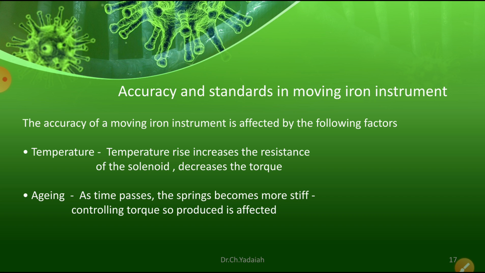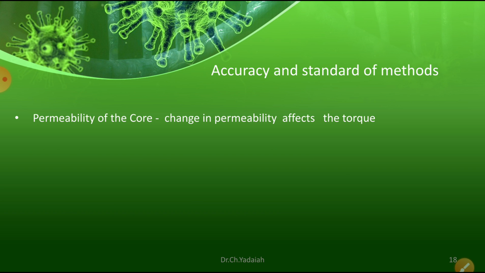Okay. Now another is, here we use the iron piece, so permeability also changes. We have already seen this. Another one is the permeability of the core material. So a change in permeability affects the torque. What is permeability? It is the ability to retain a magnetic field. If the temperature changes, the permeability changes. If the permeability changes, the field flux developed also changes. The flux changes, the deflecting torque also changes.